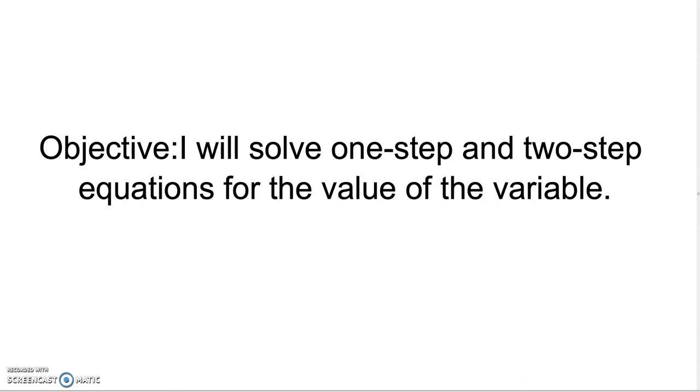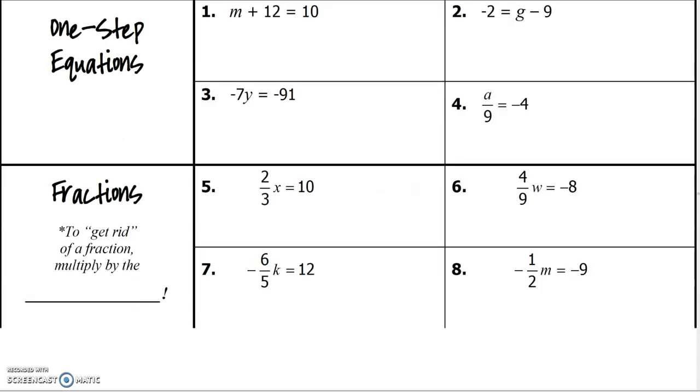In this video, we will solve one- and two-step equations for the value of the variable. When we solve an equation, what we're really trying to do is find out what the value of this unknown number is. Remember, a variable is just a placeholder for a number we don't know. So our goal is to figure out what that number is. The way we do that is we undo the operations that are there to isolate the variable.